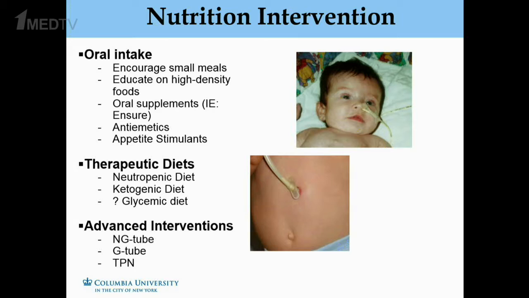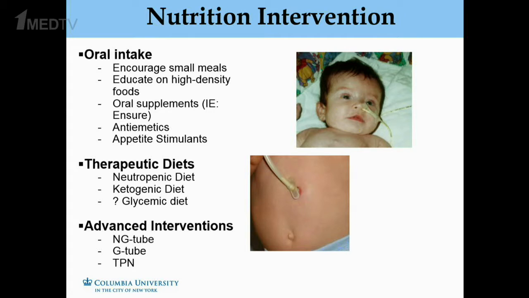And to help patients do that, make sure that a good antiemetic regimen is prescribed. Appetite stimulants, despite their limitations, are used when indicated. Then you have therapeutic diets, neutropenic diet. The ketogenic diet is getting a lot of press around the globe. I think both in pediatric and adults with brain tumors are asking about this diet. There are several clinical trials going on in Europe and the US looking at the efficacy of this diet.